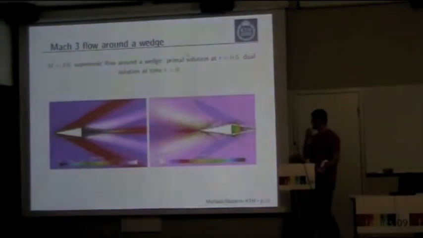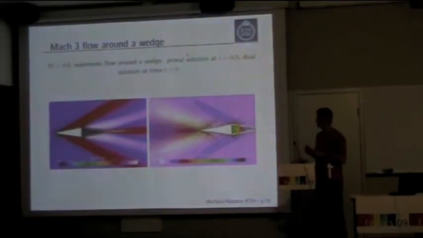So I did another example. It is a Mach 3 flow around a wedge. The point of running this example is that here the shock is attached to the body, and I would like to see how the adaptive algorithm works in this case. So we didn't change anything. We just changed the boundary condition and ran it.